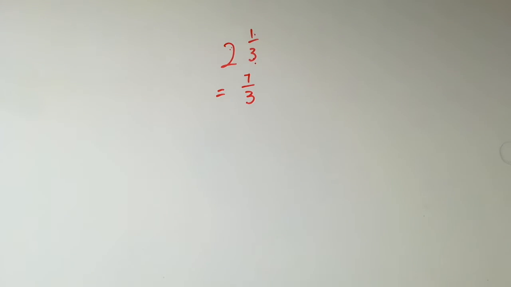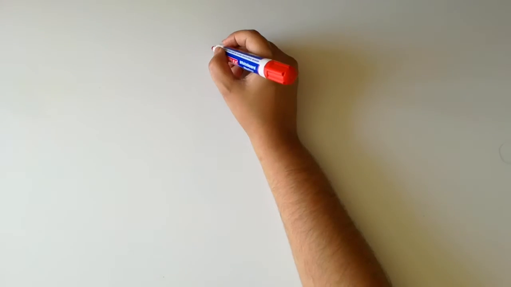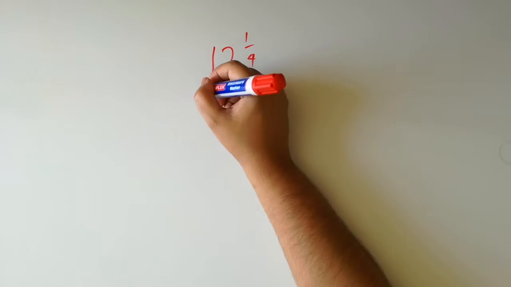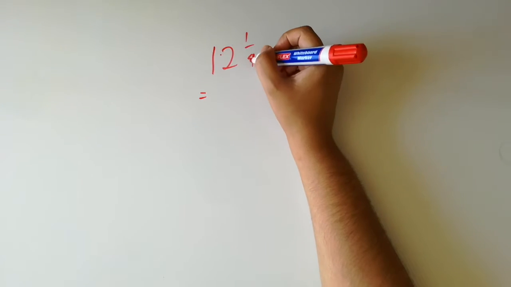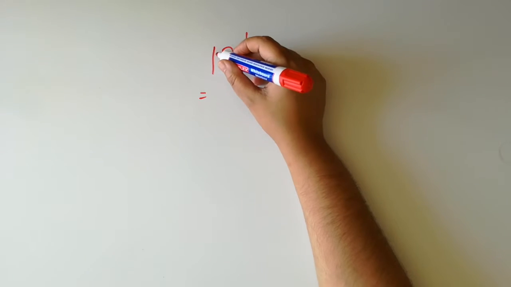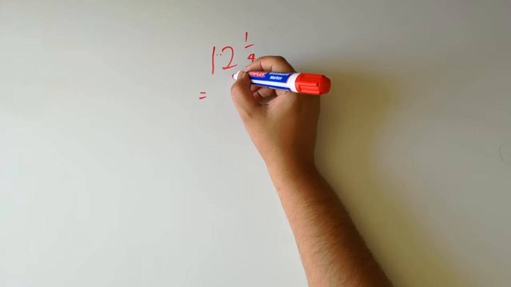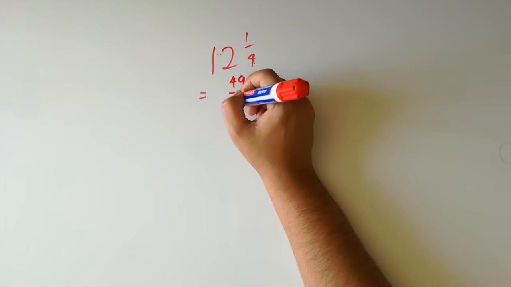Let's do one more example. A bit of a bigger number. Let's say we have 12 and a quarter. So we're going to say 12 times 4. 12 times 4 is 48, plus 1 is 49 over 4.